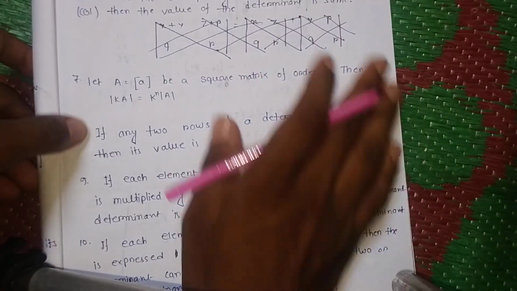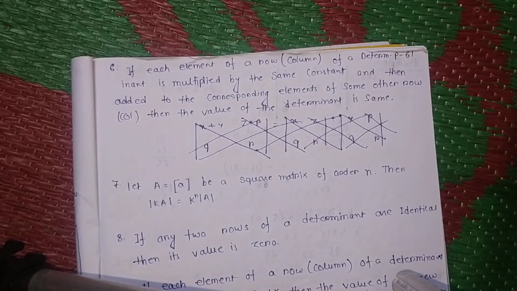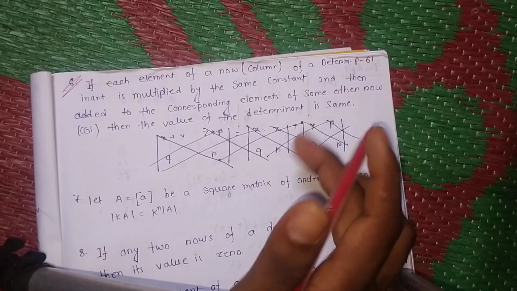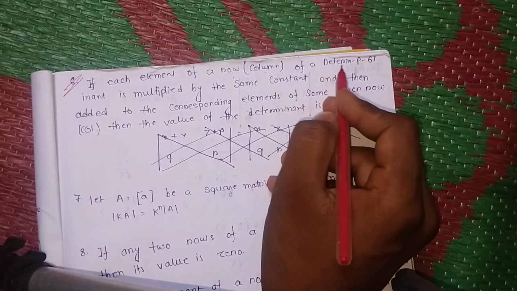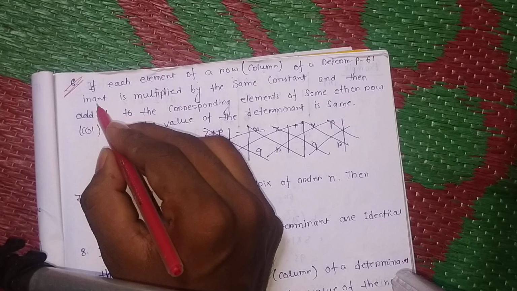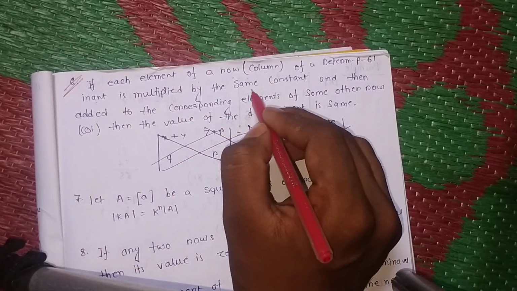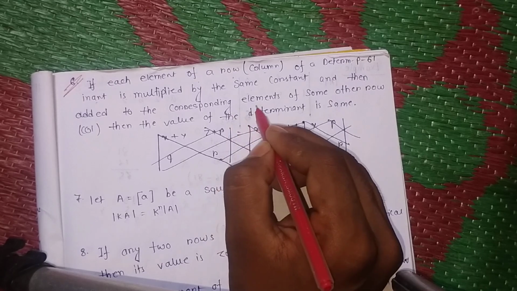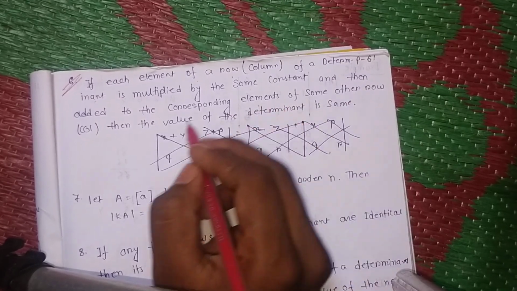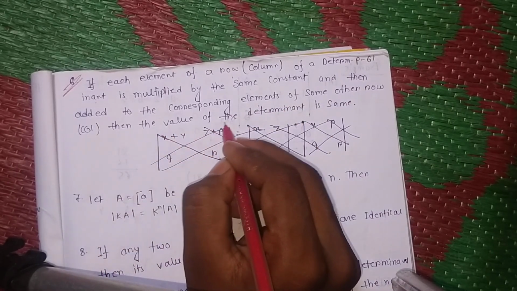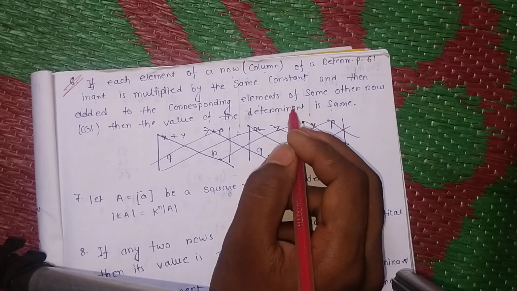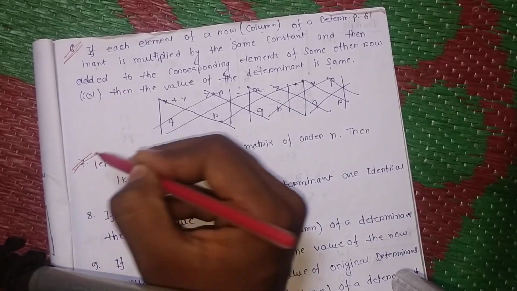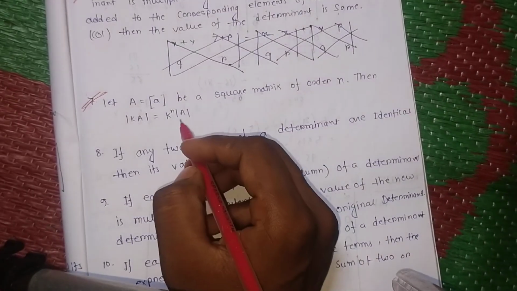Next property: if each element of a row or column of a determinant is multiplied by the same constant and then added to the corresponding element of some other row or column, then the value of the determinant is the same. This property is not strictly necessary, but you can go for these properties.